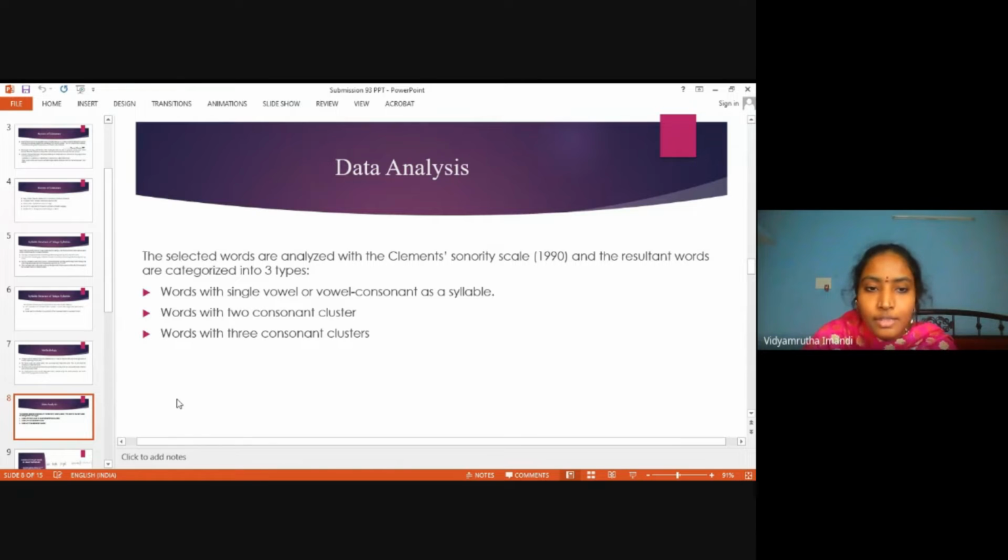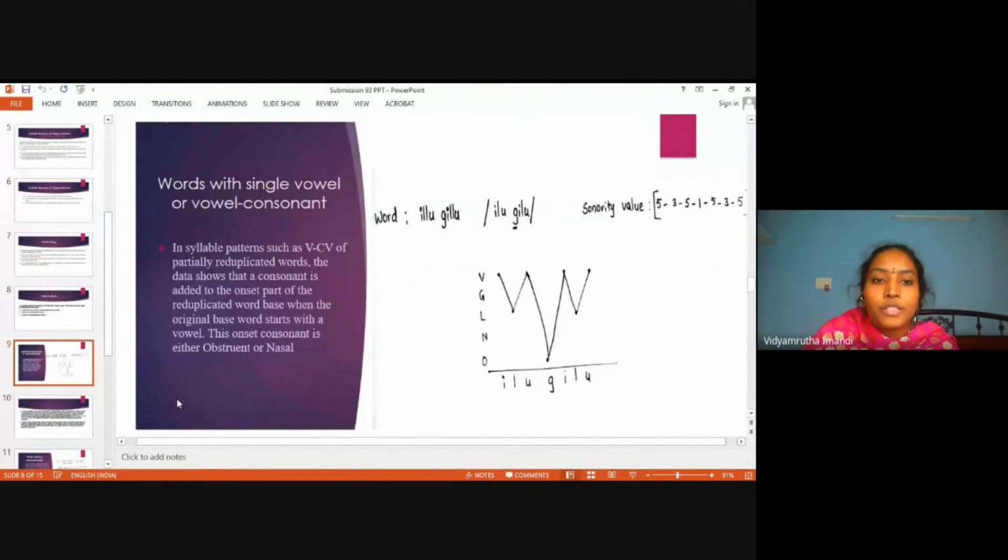So these are the three types of classifications that I have given for the data. In the first type of classification, the single vowel or vowel consonant, where we have vowels, the onset part and the reduplication. The data shows that the consonant is added to the onset part of this reduplicated word.